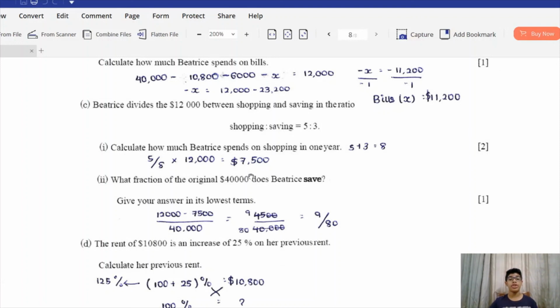Now, what fraction of the original 40,000 does Beatrice save? Give your answer in its lowest terms. There's two ways of going about this. We could take 3 over 8 multiplied by 12,000, or we could just take 12,000 minus 7,500, and we could divide that over 40,000 and simplify this fraction. So 12,000 minus 7,500 is 4,500. That's the amount she saves per year. You can also calculate that using the ratios, but it gets a bit messy considering it's 1 mark and you do not need to go through so much effort. So we're going to just have to simplify this fraction. Just put it in your calculator. Take 4,500 over 40,000, and your calculator should simplify it to 9 over 80. That's the fraction in its lowest terms.